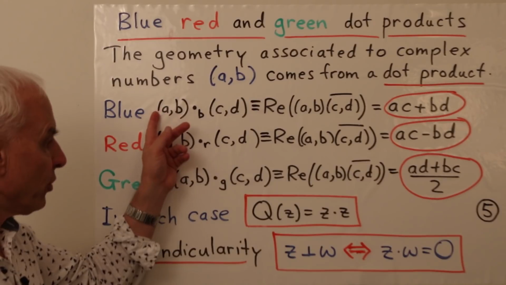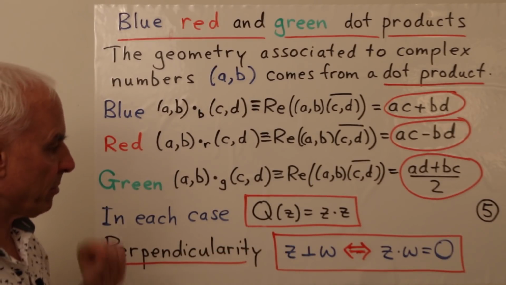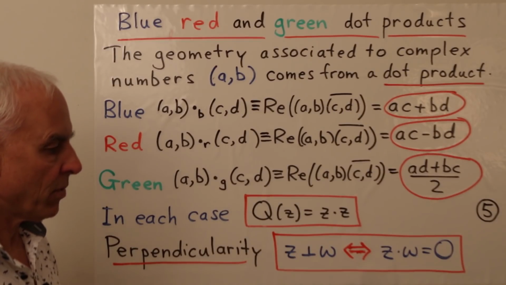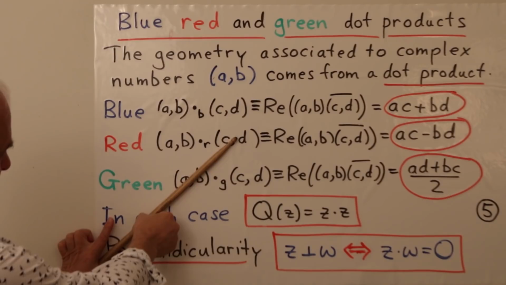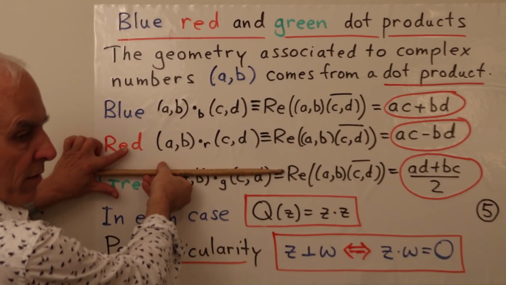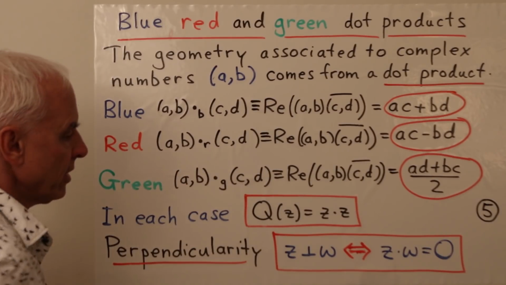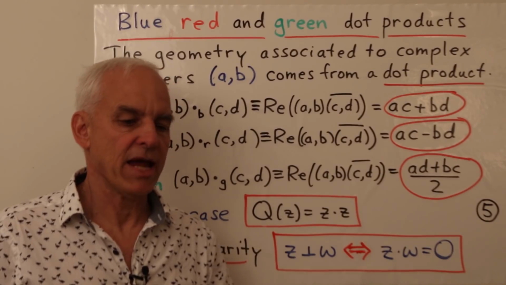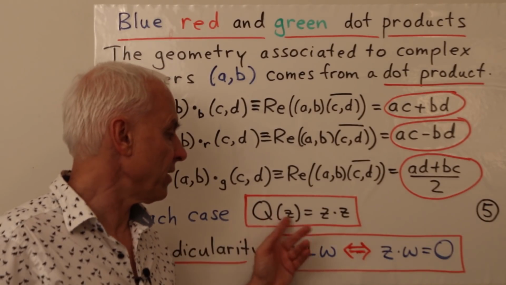So there will be a blue perpendicularity, which is the familiar one. There will be a red perpendicularity; these kinds of vectors are red perpendicular. And there's a green perpendicularity: that's the x-axis, and these two vectors are green perpendicular. Okay, so each of these geometries has a nice notion of perpendicularity that goes with the quadrance.